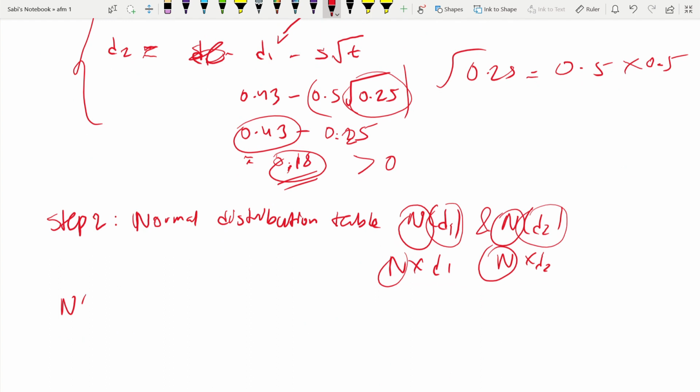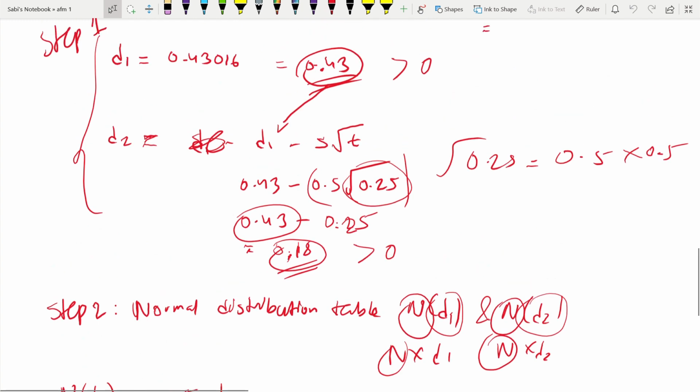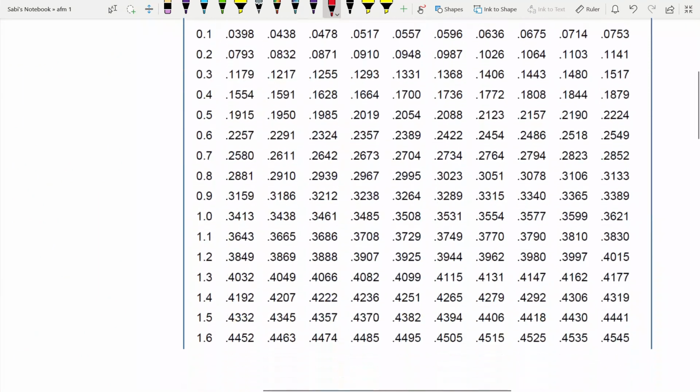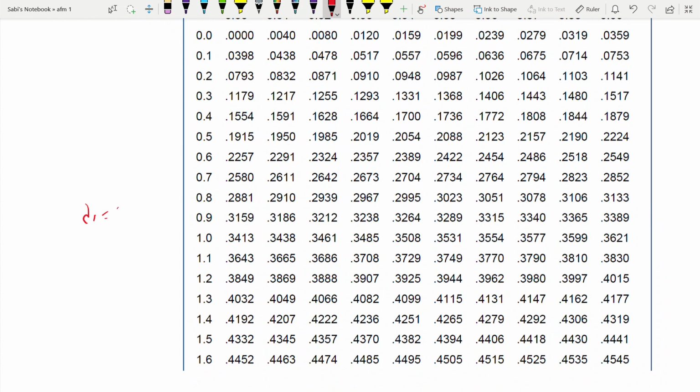Write N(d1), N(d2). When you're writing N, don't write d1, d2 again. You have to write N when you're using the normal distribution table to make it clear that you are using the normal distribution table. 0.5 plus, 0.5 plus. After that, you have to use the table. Both 0.5 you have to add. Now, normal distribution table also I have. For D1, it is 0.43, and D2 0.18. This is the table we are going to use. I will write here in case you forgot.